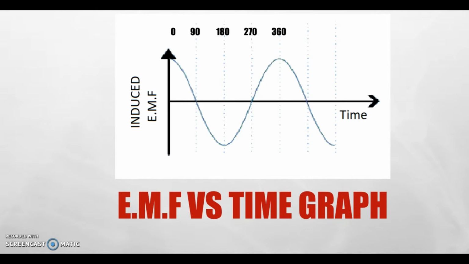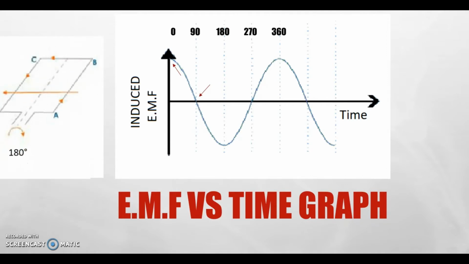Next, I would like to talk about the EMF versus time graph. As you can see, when the coil is at the initial position, there is cutting of magnetic flux, and when there is cutting of magnetic flux, induced EMF is produced. Hence, the induced EMF will be the highest when the magnetic flux is zero. After that, when the coil rotates to 90 degrees, there is no cutting of magnetic flux. Hence, the induced EMF will be zero.